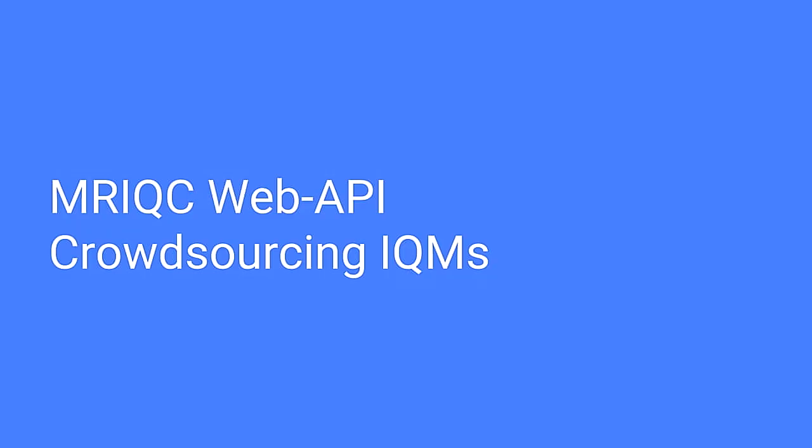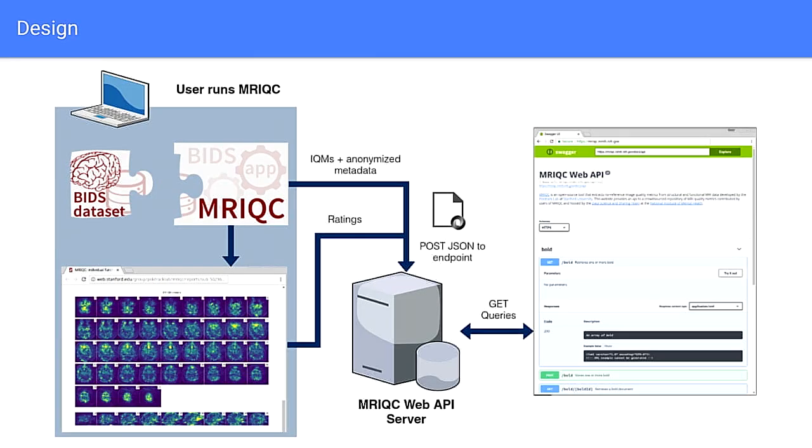And finally, I want to introduce the MRIQC Web API. Basically, this is a service we set up to gather together all these quality metric vectors we were computing on every image you run through MRIQC. And this is how it works. You run MRIQC on your laptop, and unless you opt out, the quality metrics and some anonymized metadata will be sent to a server where we are collecting all these metrics.